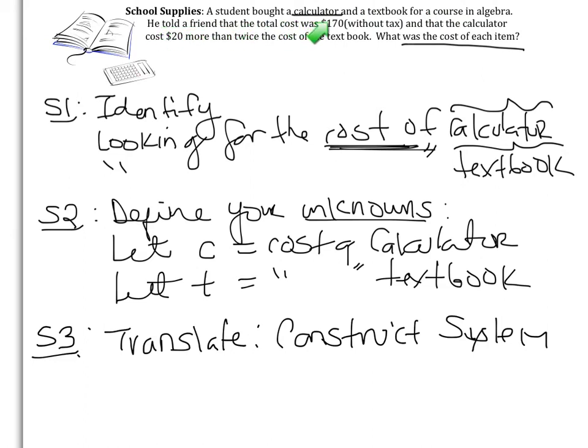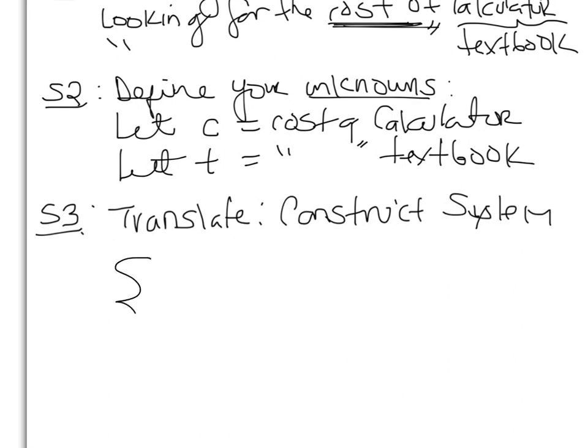He told a friend that the cost of, well, the total cost for both was $170. So that right there, the total cost was $170. So I know that one of my equations is going to be equal to 170. Well, what adds up to 170? The cost of the calculator plus the cost of the textbook. Again, if you want to use X and Y, that's fine. So I just wrote C plus T equals 170.